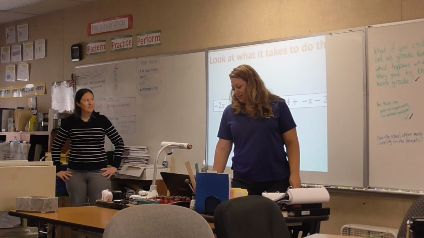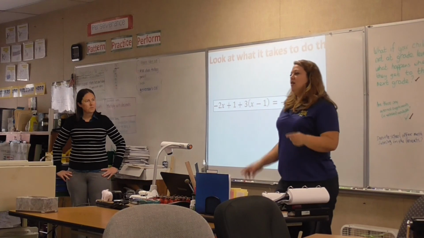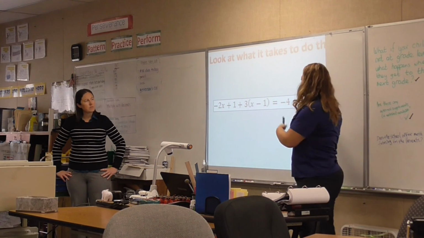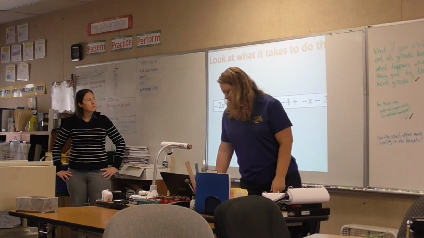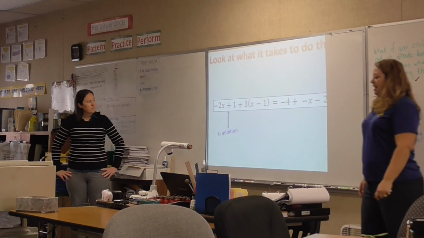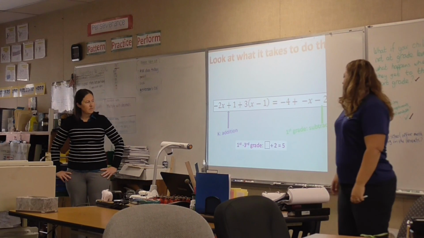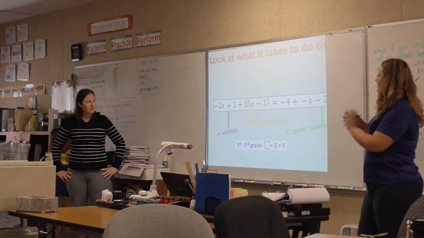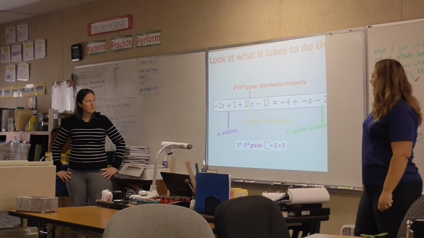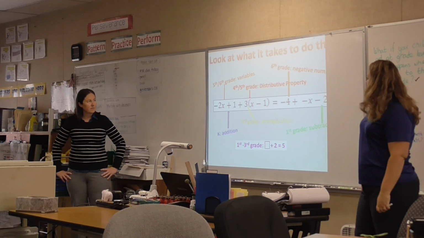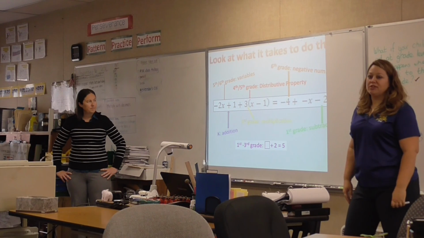And I just want you to take a look at what the students need to understand abstractly in order to conquer a problem like this. So they have to know how to add, how to subtract. They've learned how to find a missing number. They've multiplied. They can use the distributive property. They understand what a variable is. They understand what negative numbers are.